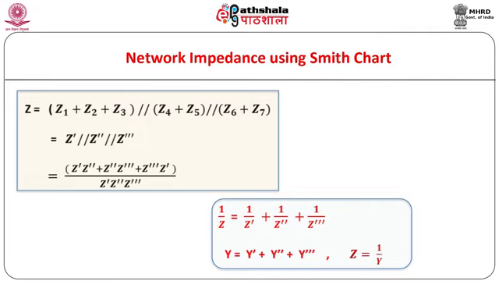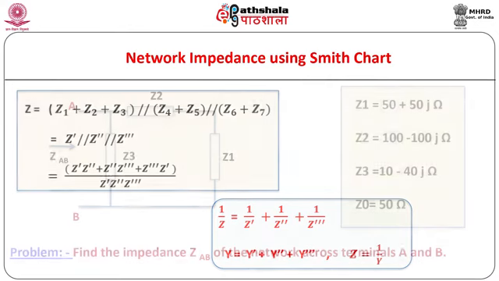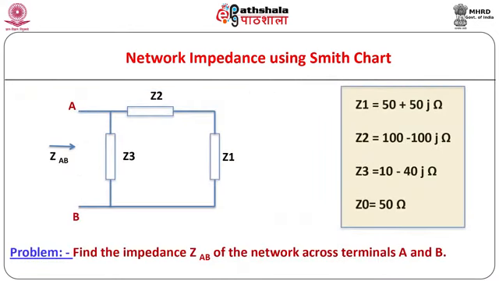Note that here we have to simply deal with finding admittances graphically using Smith chart and use the operation of addition. As an example of use of Smith chart to determine the terminal network impedance, consider a simple problem as shown. The problem deals with finding the impedance of a given circuit across its terminals A and B.